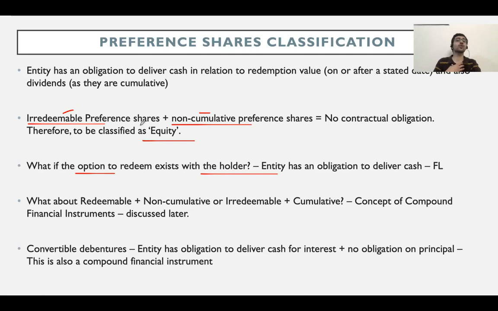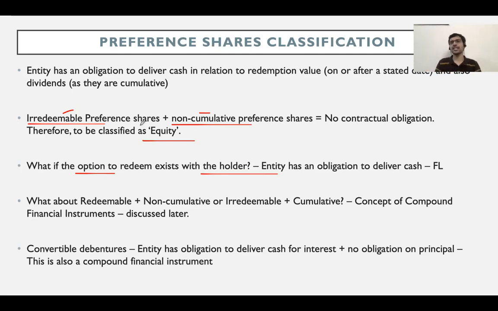From the issuer's point of view, I have an obligation to deliver cash. You may or you may not exercise the option in future. But if you do exercise the option, I have got an obligation to deliver cash. I cannot deny making the payment of cash to you. And therefore, even if the option exists, let us say it is not redeemable on a fixed date, but it is redeemable at your option, you being the holder, in that case also it is going to be classified as a financial liability, because I as an entity have an obligation to deliver cash to you.